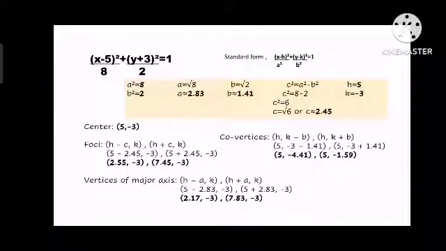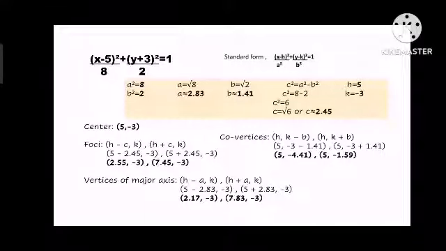Since the denominator of x squared is larger, the ellipse has a horizontal major axis. And now, so that it is easier for us to plot the graph, let's find the center, foci, vertices, and co-vertices of the equation. But first, let's identify a squared, b squared, a, b, and c. Since a is greater than b, it is clear from our equation that a squared is equal to 8 and b squared is equal to 2.